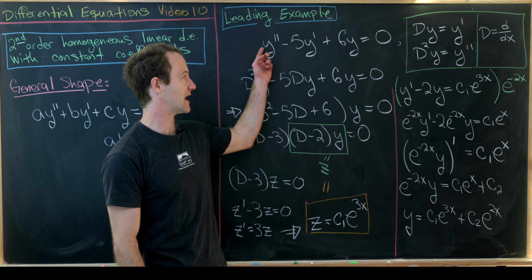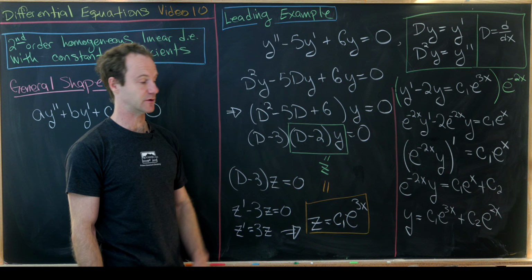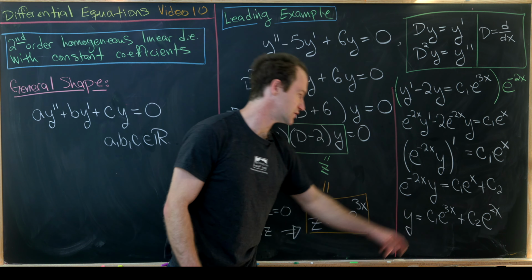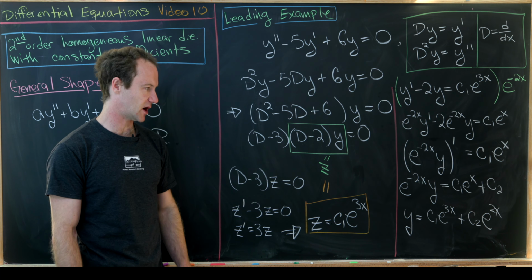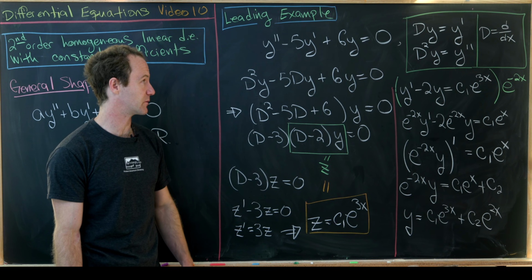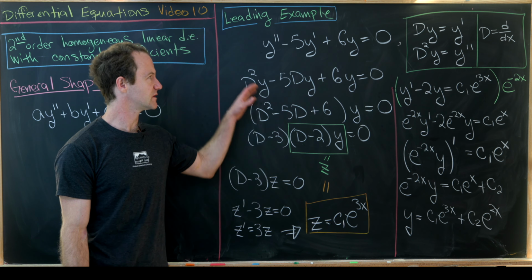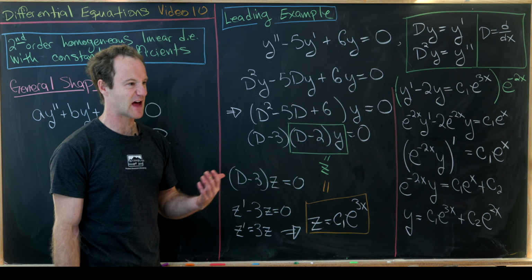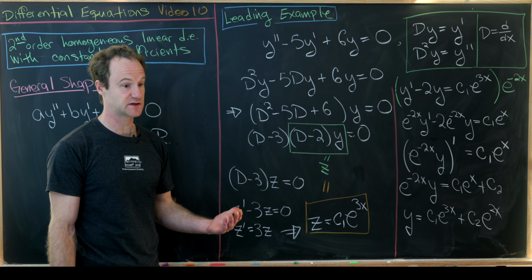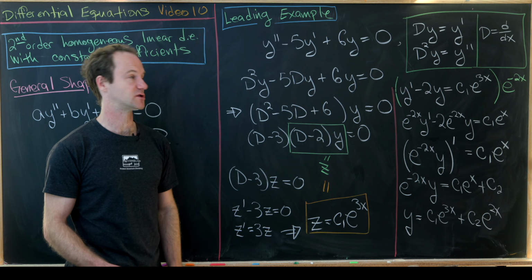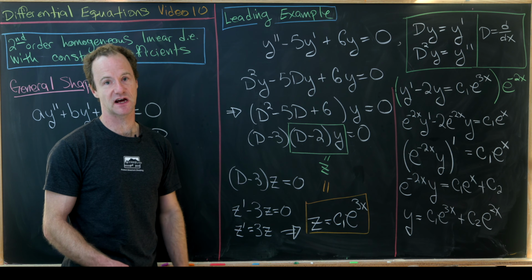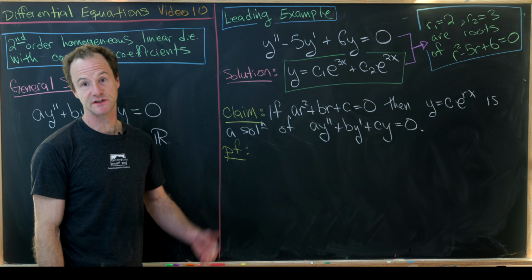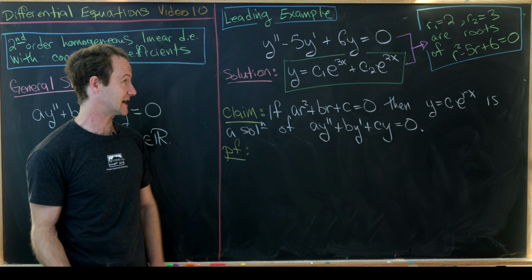And we know that since we have a second order differential equation, we should have a solution that has two arbitrary constants built in from stuff that we saw in the previous video. Okay, so let's do a little bit of a summary on this example and have that lead us towards a general way to solve at least part of these types of problems. So let's summarize what we saw with our leading example.